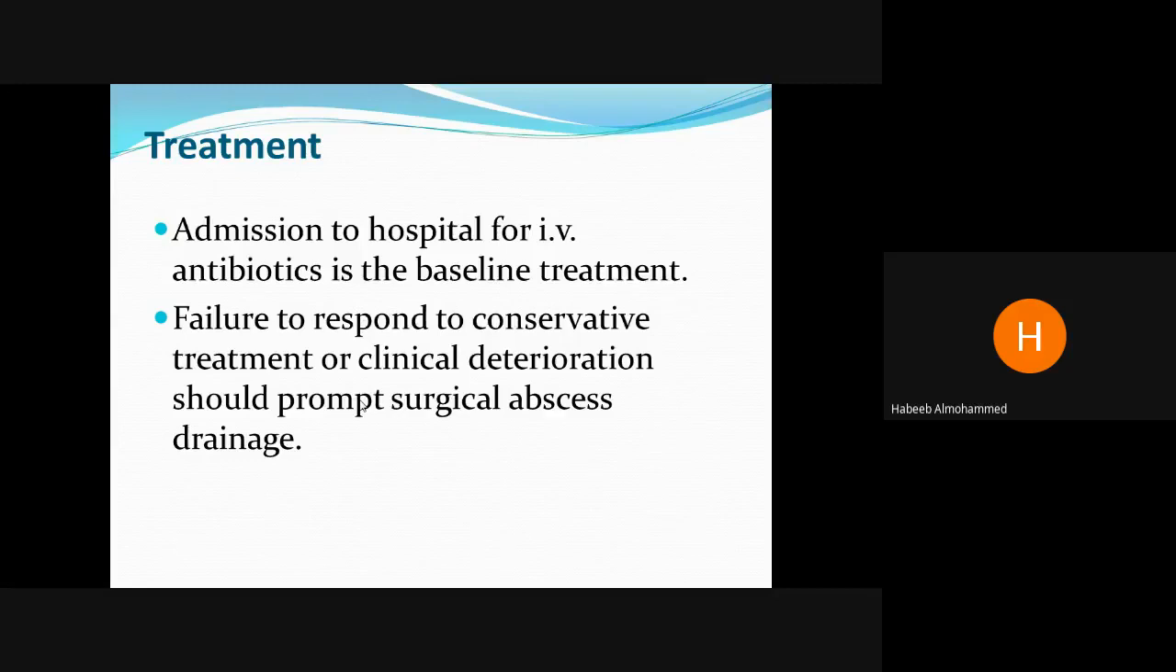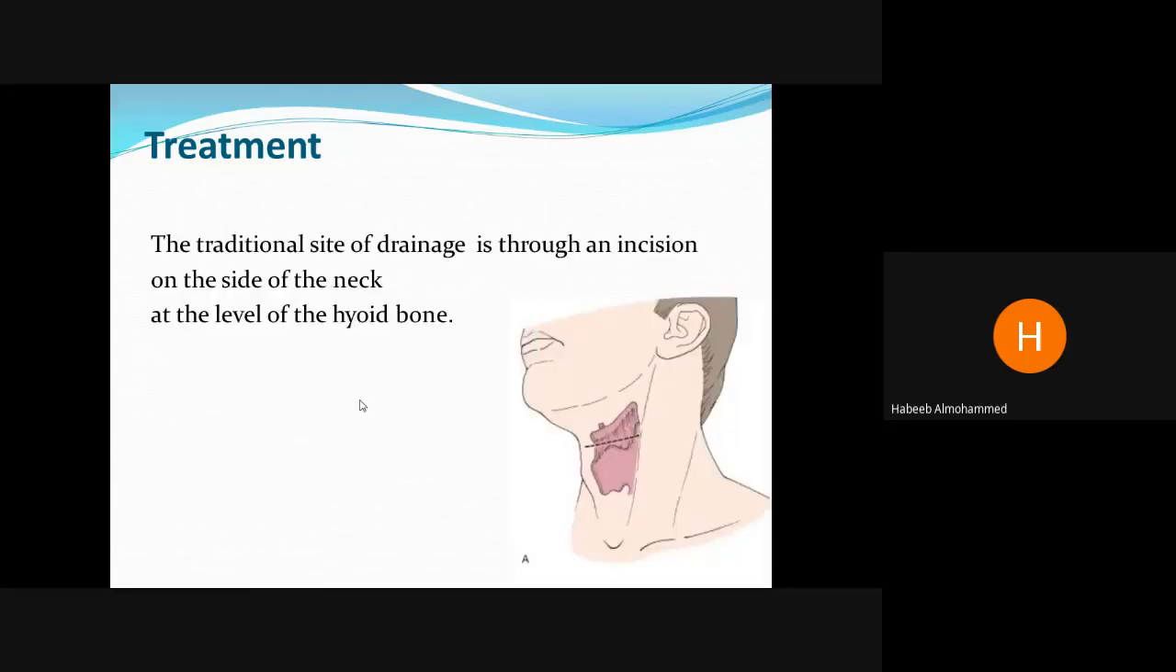surgical abscess drainage. An abscess diagnosed from radiological investigation from the start is also an indication for surgical drainage. The traditional site of drainage is through an incision on the side of the neck at the level of the hyoid bone, and it differs from the incision and drainage of the peritonsillar abscess. Peritonsillar abscess is transoral, while here it is transcervical. Transcervical is usually under general anesthesia, while transoral can be done under local anesthesia.